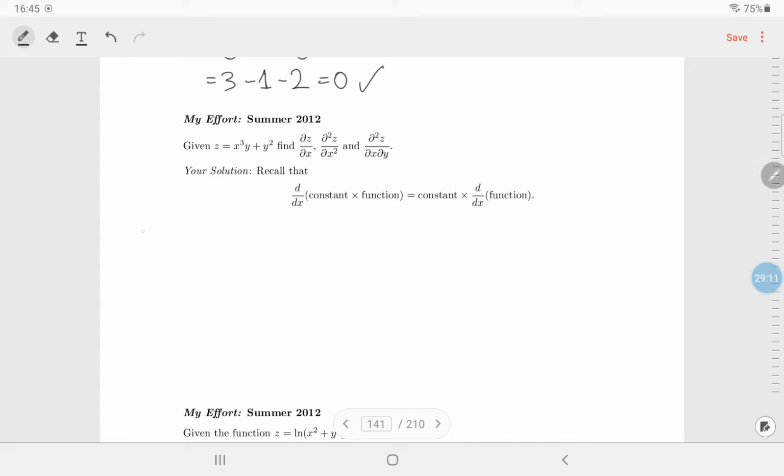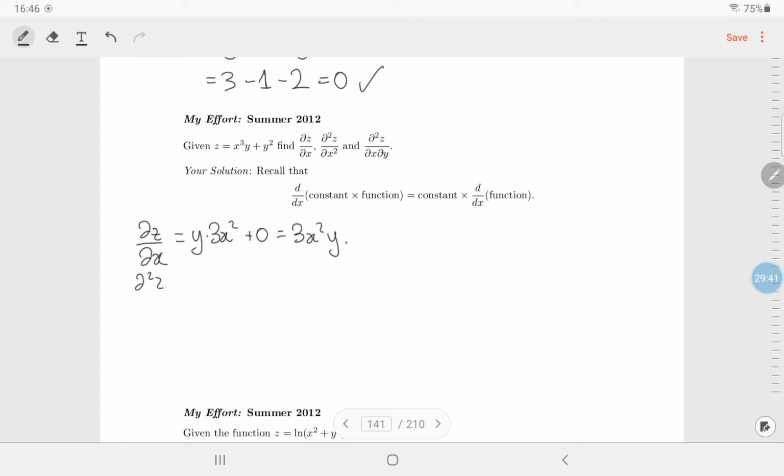Okay, so we're looking at the derivative with respect to x first of all. So this is treating y as a constant. When I'm differentiating x cubed y, I'm going to fix the constant y, and the derivative of x cubed is 3x squared. And y squared is a constant, so the derivative of y squared is 0. So I'm going to write that as 3x squared y. Perfectly good. Now I can calculate the second derivative.